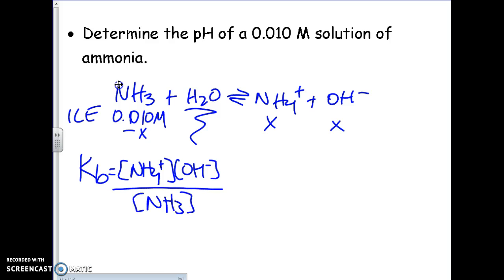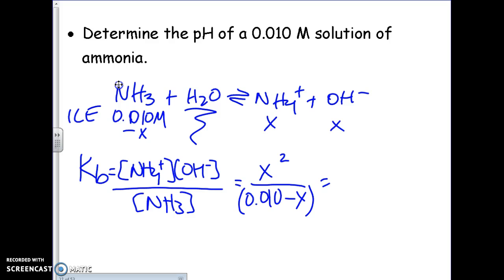And I like to write it out every time just in case, but if you find that you can correctly do it every time, then it's fine for you to go ahead and write out your KB expression as is with X's. So that'd be X squared over 0.010 minus X equals whatever the KB for ammonia is. And so this is something you look up in the back of your book.